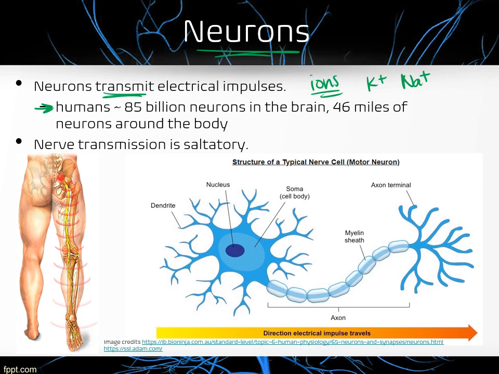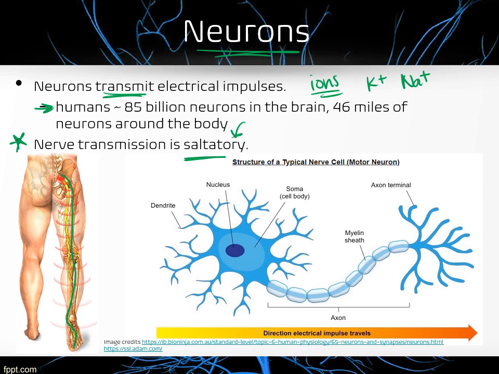In us humans, we've got about 85 billion neurons in our brains alone, 46 miles of neurons around our whole entire body. Some of those nerve cells are crazy long. The sciatic nerve goes from our feet all the way up into our spinal cord. Crazy long. The reason that we can send impulses really fast from our feet all the way up into our spinal cord in our brain is because nerve transmission is saltatory.